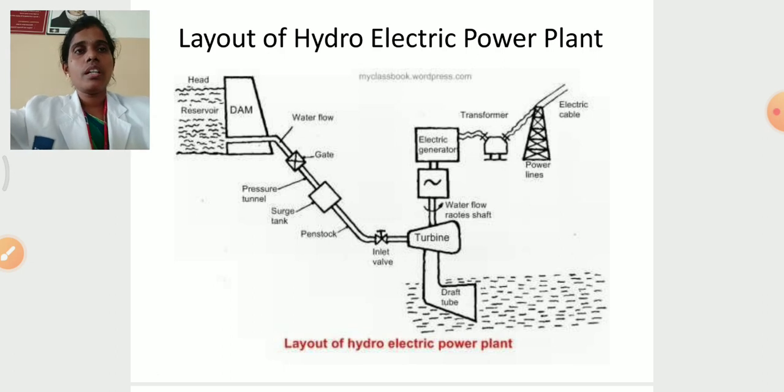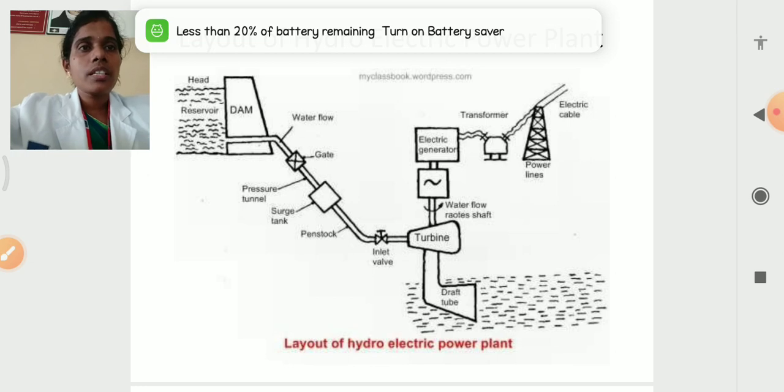So this is a layout of a hydroelectric power plant. The main important component of a hydroelectric power plant is the dam. Behind the dam is the reservoir, and the output can be calculated with the head level. From the dam, the water is passed to the turbine through a pipe called the penstock, which is the largest tunnel of this power plant. From the turbine, the hydraulic energy of the water gets converted to mechanical output. When coupled to the shaft, it produces electricity in the generator.